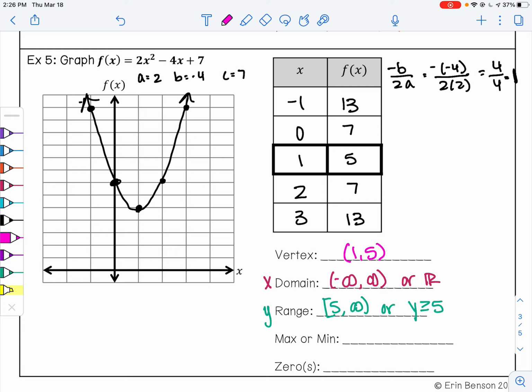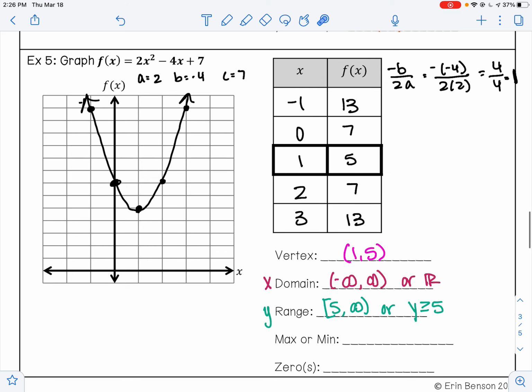Is our vertex a maximum or a minimum? Well, our vertex is the lowest point of our graph, so that makes this one a minimum.